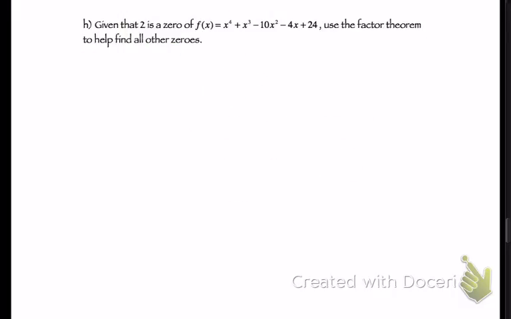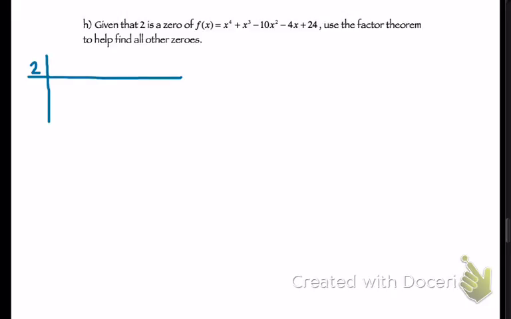Letter H. I tell you that 2 is a 0 of that function. I ask you to use the factor theorem to help find all other zeros. How many other zeros are we going to need to find in this problem? Well, you should be saying to yourself, there need to be 4 total. I'm only given 1 of them. That must mean I need to find 3 more zeros. How the heck do I do that?